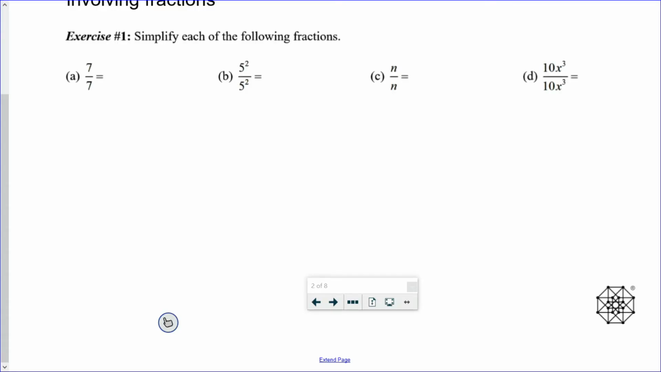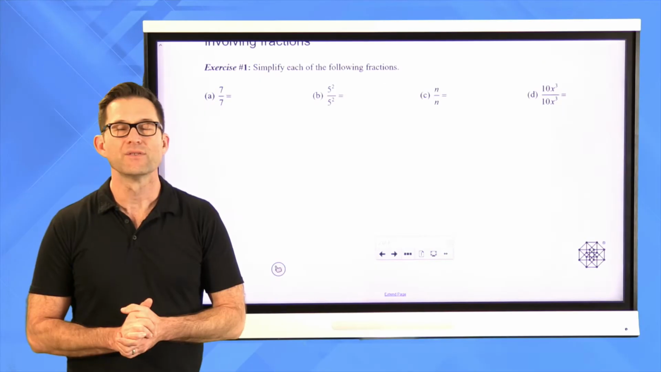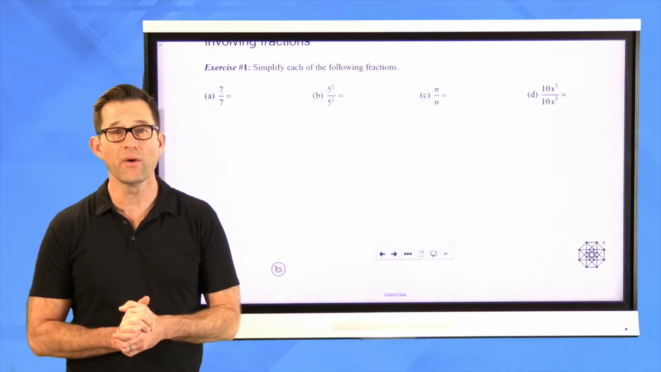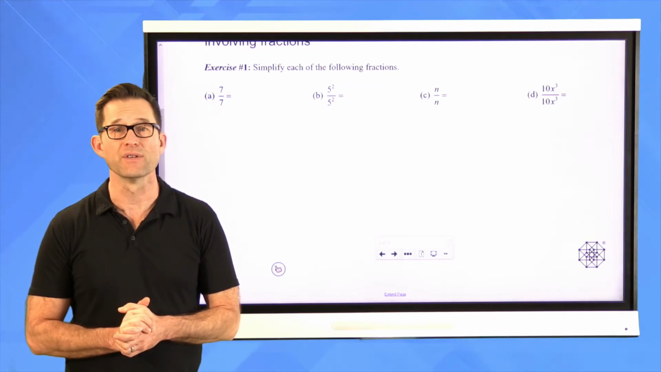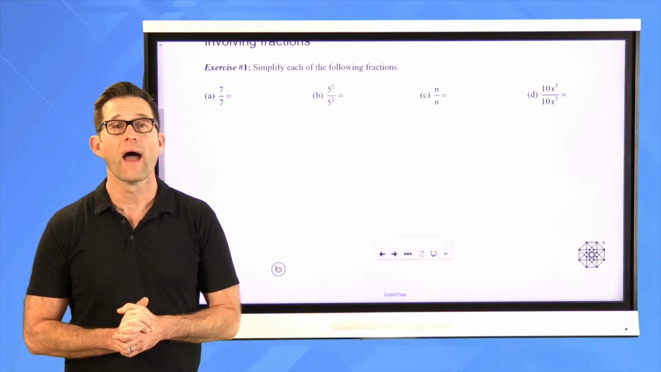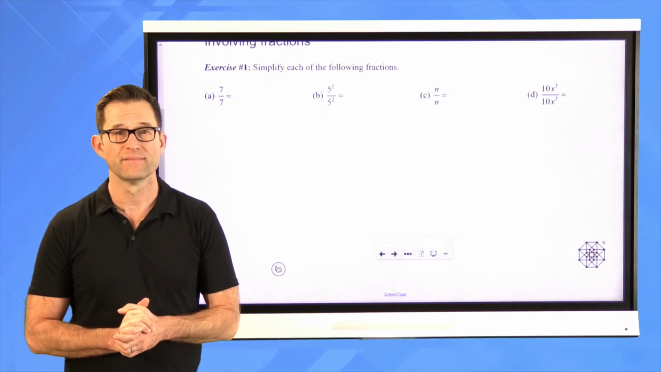Simplify each of the following fractions. All right, so what I'd like you to do is pause the video now, look at each one of these fractions, and see if you can figure out how each one of them simplifies.